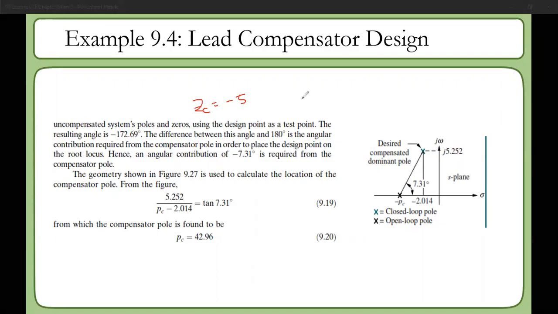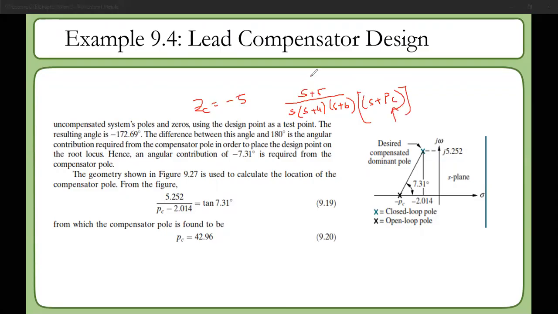Now what will our transfer function look like? What we have so far is S plus 5, then we have S, then S plus 4, S plus 6, and the one that we are trying to figure out is S plus PC. But this is not needed right now, we'll try to figure out this value.